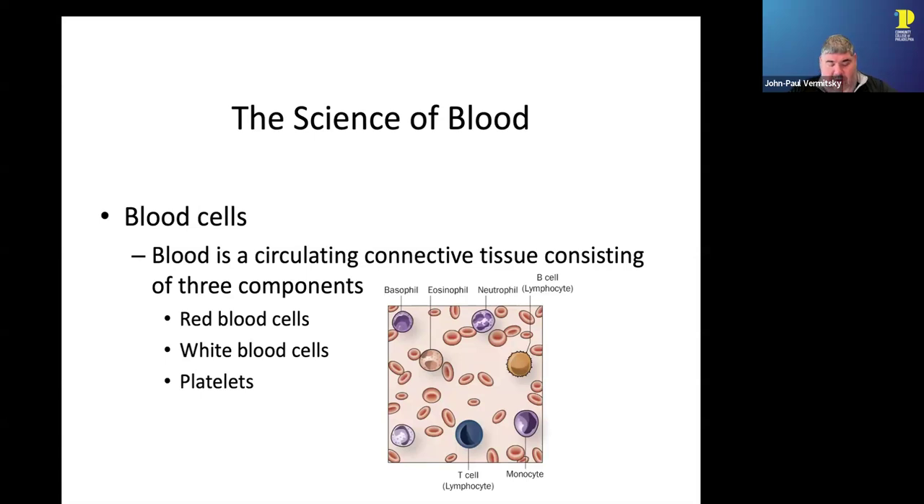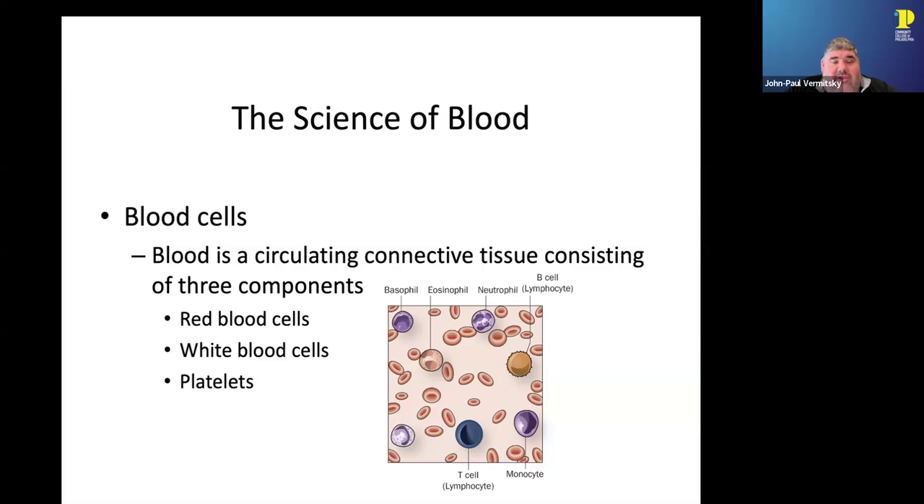Now, before we start really diving into what blood splatter analysis is and all of this, let's talk about what blood is. Blood is a tissue that is in your body. It is actually a liquid tissue, and it is a circulating connective tissue. And it consists of three main components.